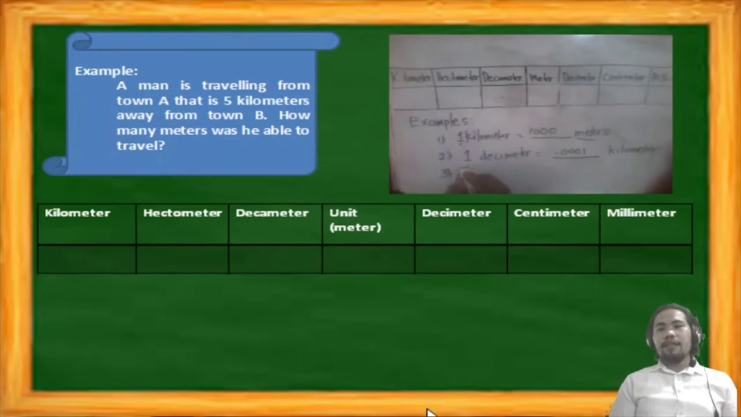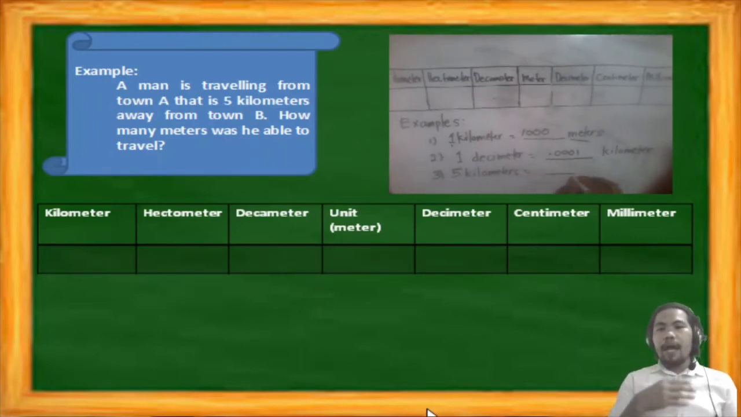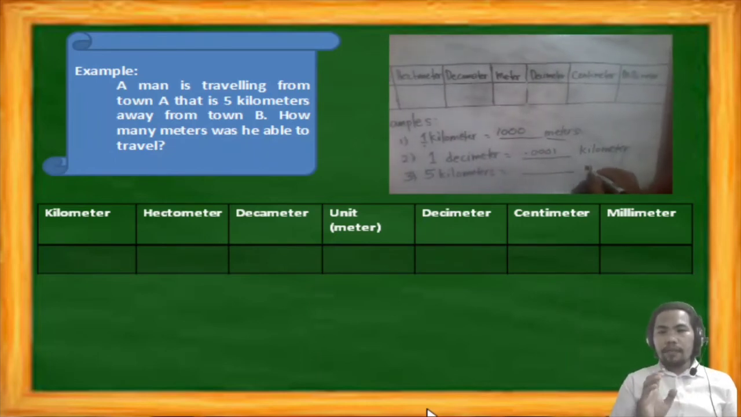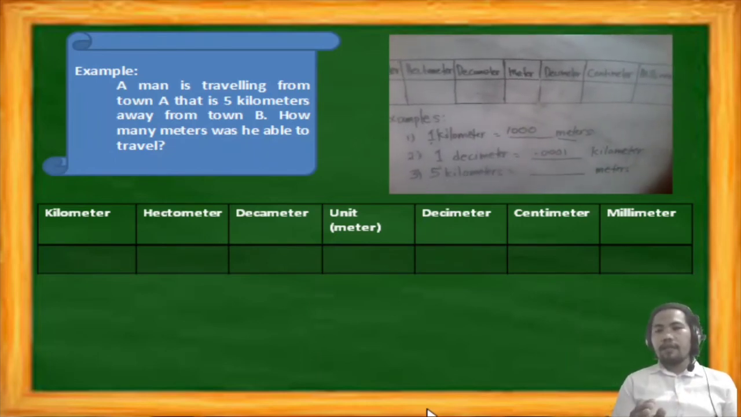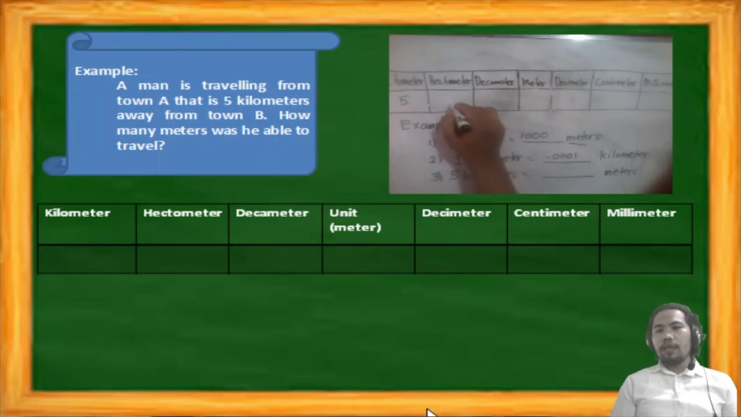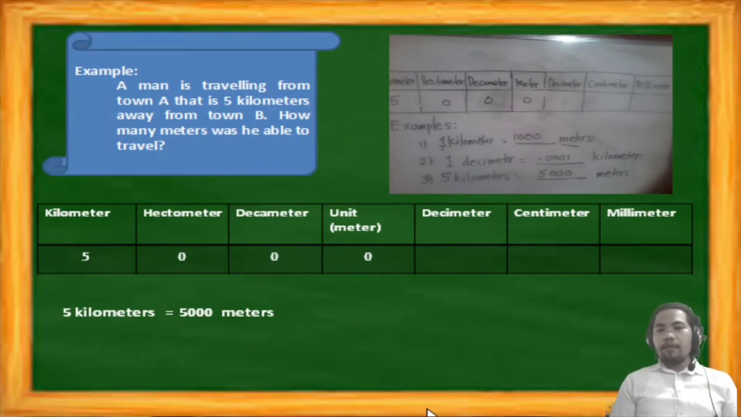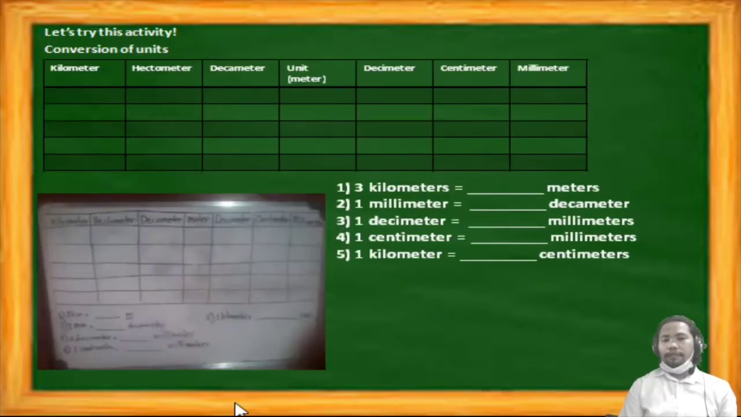Let's have this example. A man is traveling from town A that is 5 kilometers away from town B. How many meters was he able to travel? So, all we have to do is to put 5 on the given unit, which is kilometer, and then add zeros going to the right until our goal is reached. Therefore, 5 kilometers is equal to 5,000 meters.